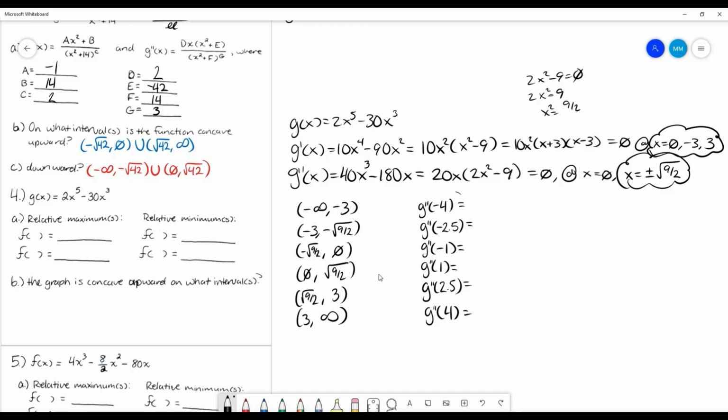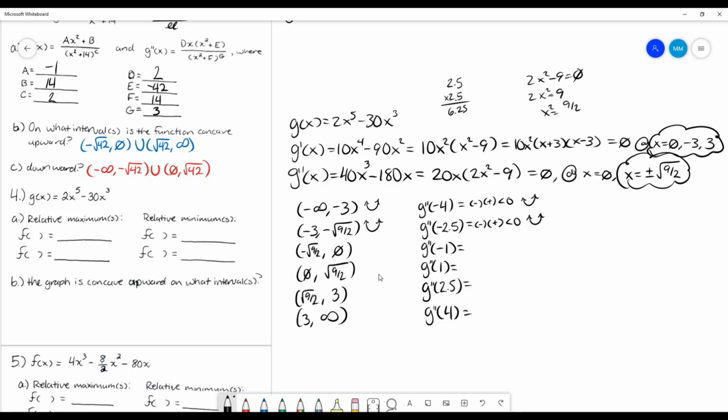Okay, let's go ahead. We've got our -4, so it's going to be a negative, and then -4 squared is 16. 16 times 2 is 32, minus 9 is a positive. So that's going to be like this. -2.5, that's going to be negative. So I've got a negative times 2.5 times 2.5. 125 times 25 is 625, so it's going to be 6.25, which is about 12.5 minus 9, is positive. So same deal, which means we are concave upward here.